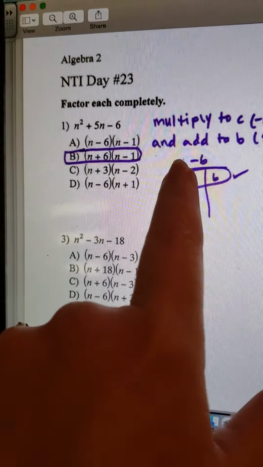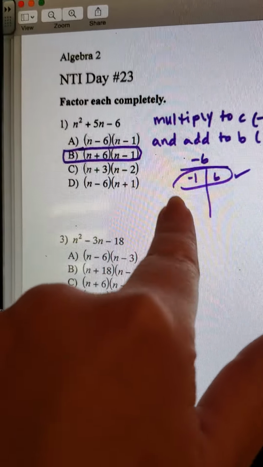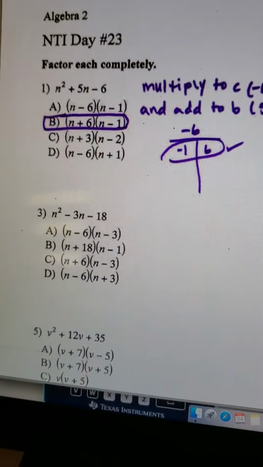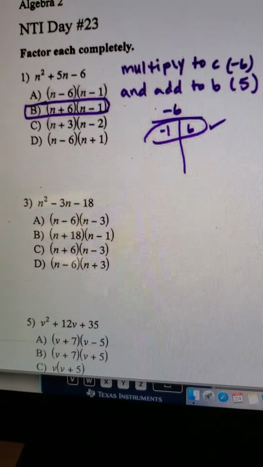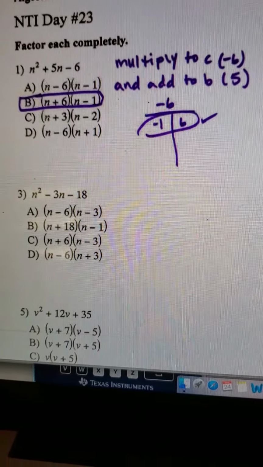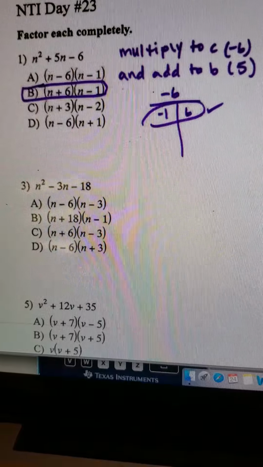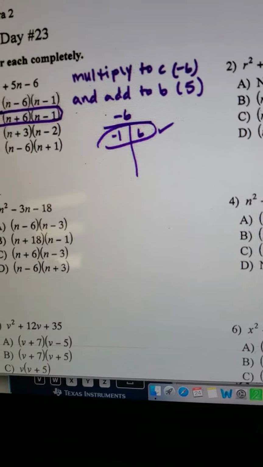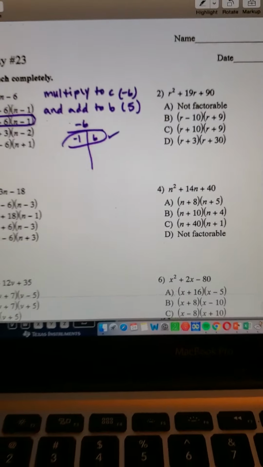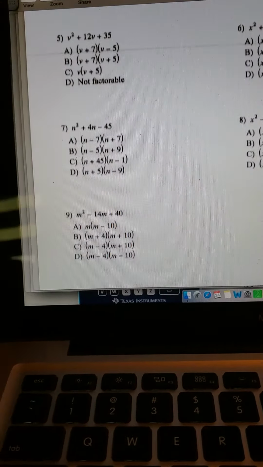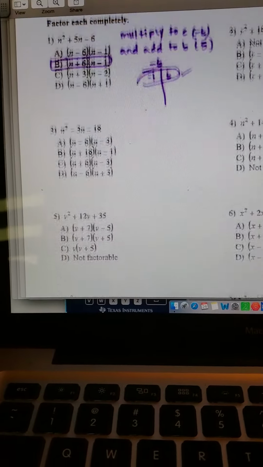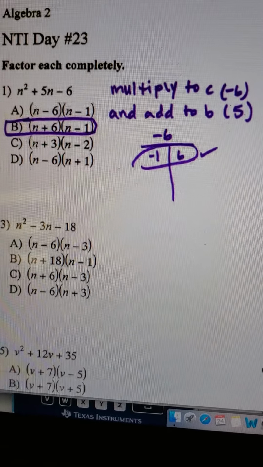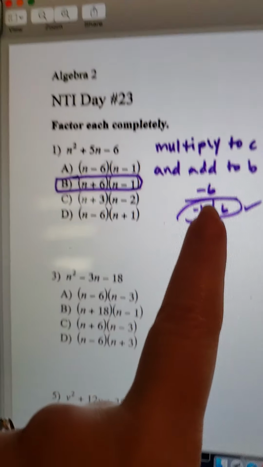So you want to find those multiplied numbers first, and you can do that real easily by making a T-chart and getting all the numbers that multiply to the C number, so multiply to -6. Anytime that you're multiplying to get a negative, you have to have a negative and a positive. So that's why I have a negative and a positive here.